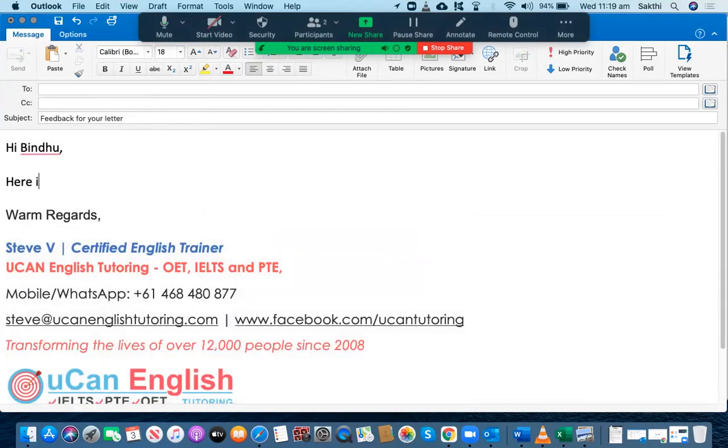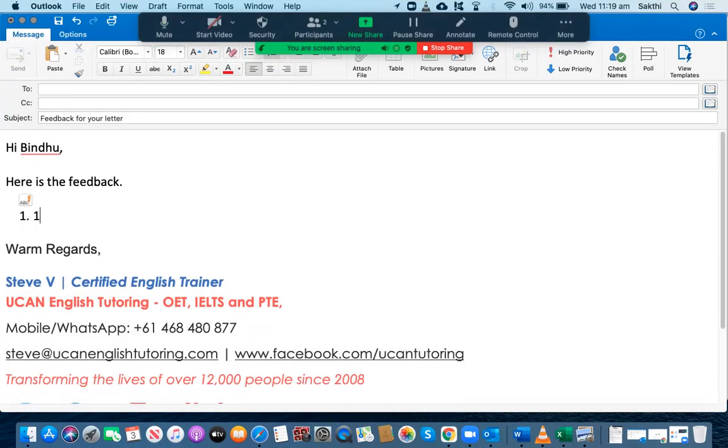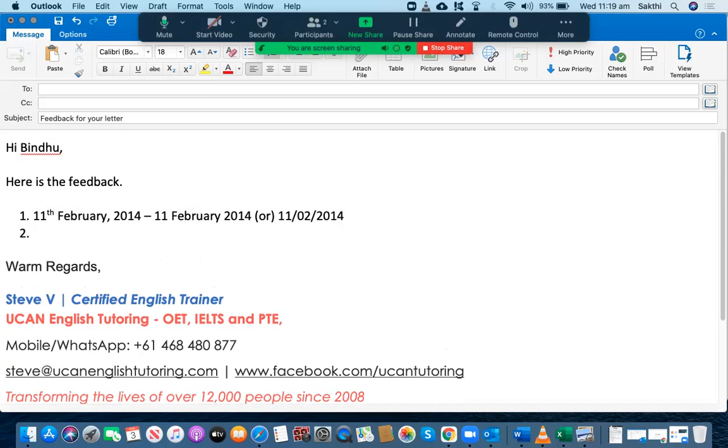You can write 11 February 2014. You don't need to use a comma on the top. Or the other acceptable form of writing the date is 11/02/2014. So you can use any of them. Any of them is acceptable.